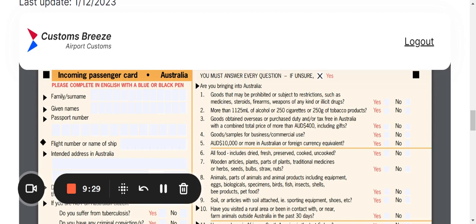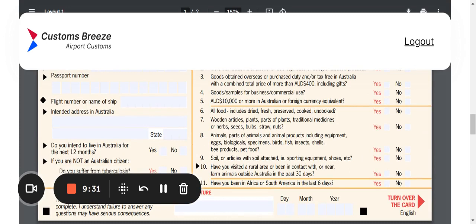If you don't, don't. Next one, 8, animal parts or animals and animal products, including equipment, eggs, biological specimens, birds, fish, insects, shells, bee products, pet food. This is important to declare. So if you have it, put in the X at yes. If you don't, X at no. 9, soil or articles with soil attached, i.e. sporting equipment, shoes, etc. Same thing, yes or no.